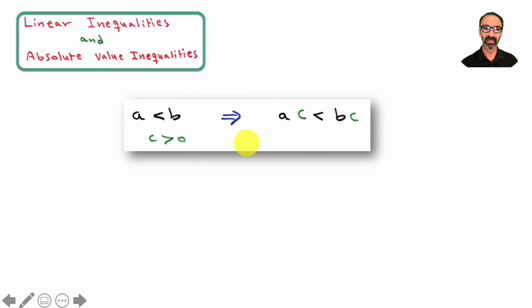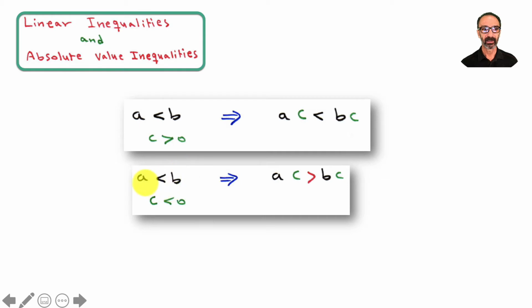For the multiplication one, because it's a little bit tricky, I'm writing it down by hand. a is less than b and c is positive. Greater than 0 means positive. That implies that ac will also be less than bc, multiplying both sides by the number c, which is positive. If a is less than b and you are multiplying by a number that is negative, notice that I'm highlighting the inequality sign, and now it's greater than, it's not less than.